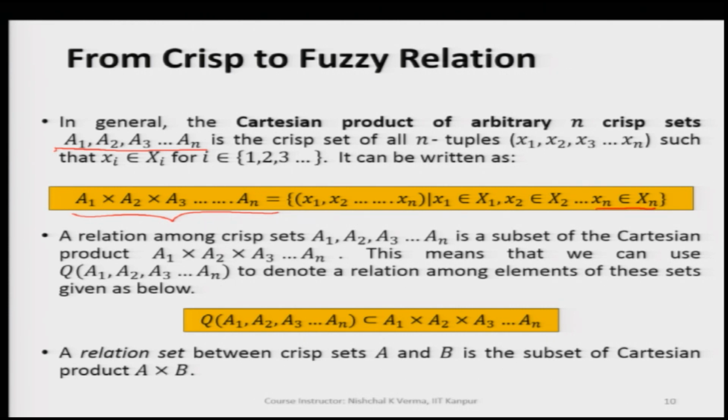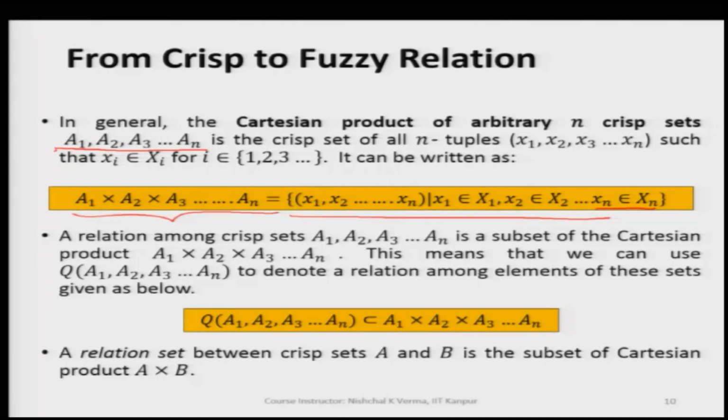All such n tuples will be there in the Cartesian product when we take the Cartesian product of n crisp sets. When we represent a Cartesian product like this, it contains all the n tuples that are formed from the elements coming from A 1, A 2, A 3 and so on up to A n. And please understand here that these n tuples will belong to the universe of discourse, capital X 1 cross capital X 2 cross capital X 3 and so on cross capital X n. So the Cartesian product is nothing but the ordered n tuples in the case of n crisp sets.